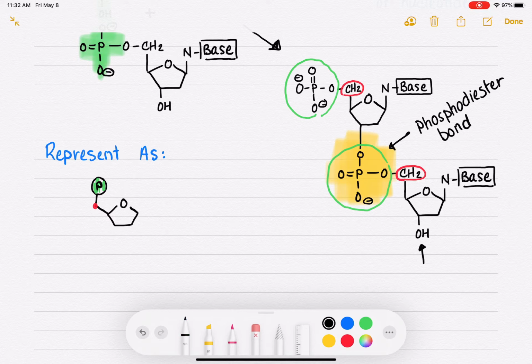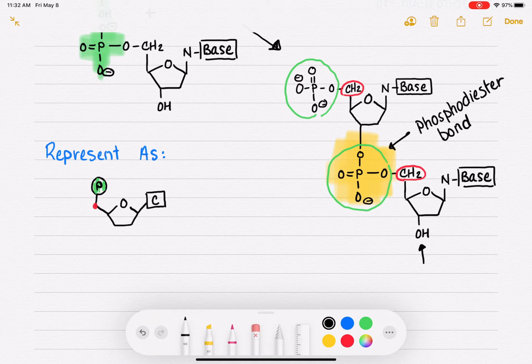And then for the base, we'll again use the rectangle or box notation. And a lot of times people are going to actually write the 1-letter abbreviation of the base that's attached to that particular spot, to that particular ring.